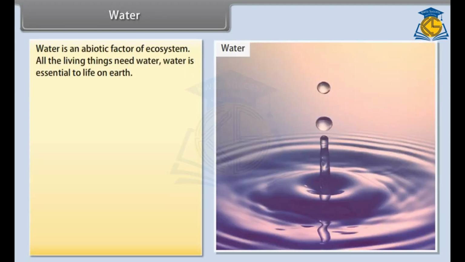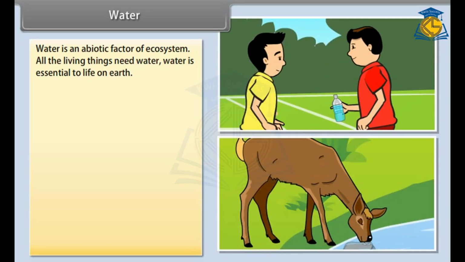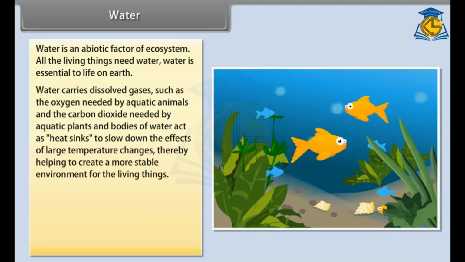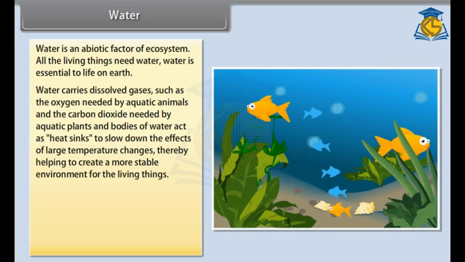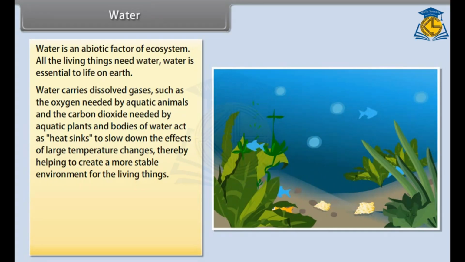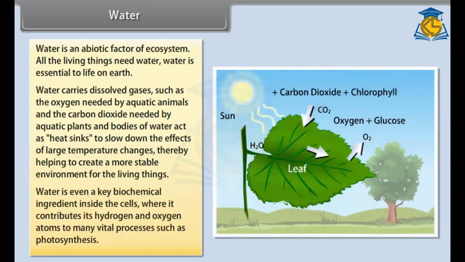Water. Water is an abiotic factor of ecosystem. All the living things need water. Water is essential to life on Earth. Water carries dissolved gases, such as the oxygen needed by the aquatic animals and the carbon dioxide needed by the aquatic plants, and bodies of water act as heat sinks to slow down the effects of large temperature changes, thereby helping to create a more stable environment for the living things. Water is even a key biochemical ingredient inside the cells, where it contributes its hydrogen and oxygen atoms to many vital processes such as photosynthesis.